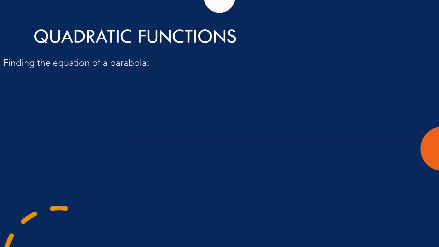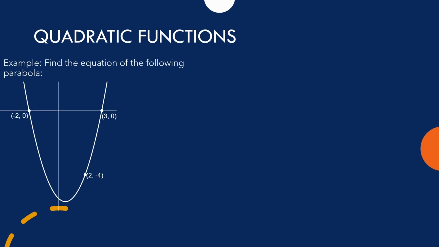Now, let's move on to finding the equation of a parabola. The best way to do this is to show you through an example. So let's take a look at the following example. It says, find the equation of the following parabola. We are given the x-intercepts and another point, a random point.